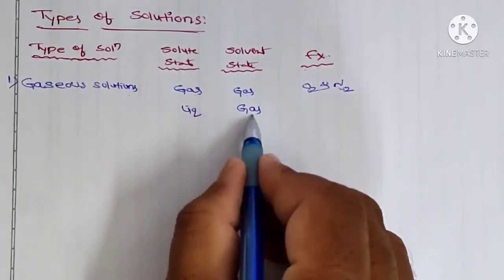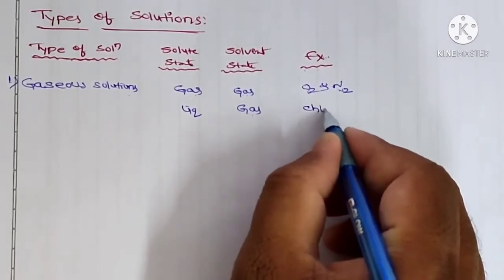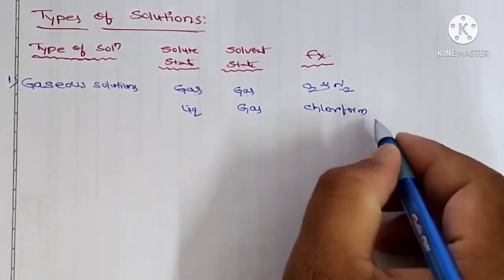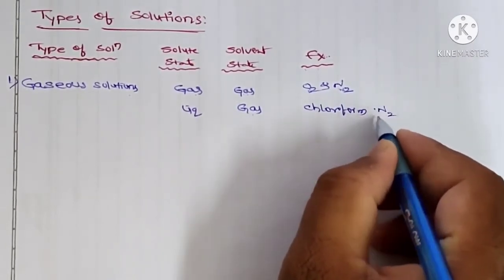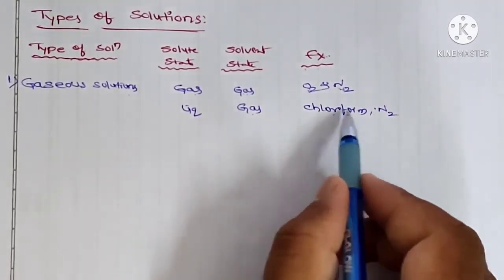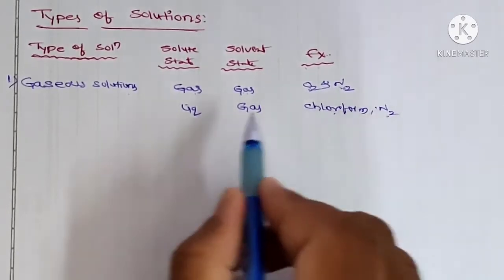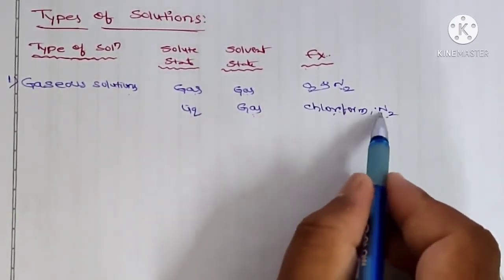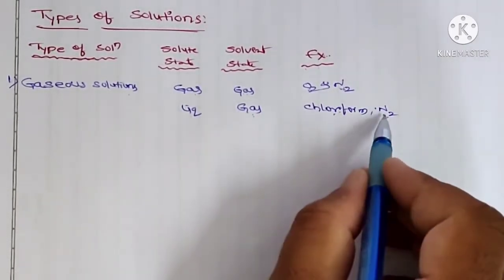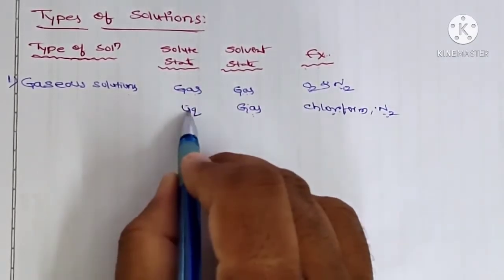So liquid in gas, example, chloroform. Chloroform mixed with N2 gas. Chloroform is in liquid state and N2 is in gas state. So liquid in gas, chloroform in N2. And the next one, here N2 is a solvent and chloroform is a solute.